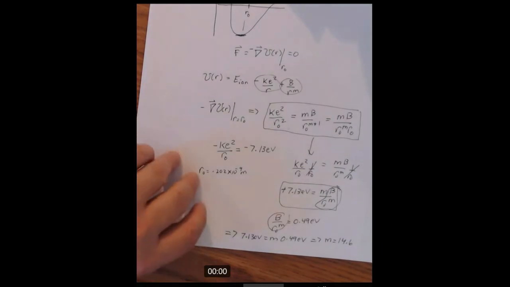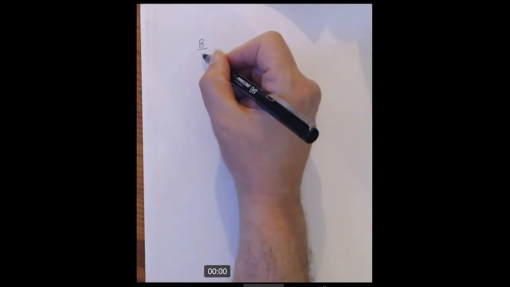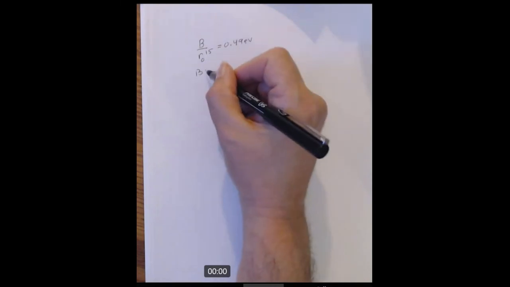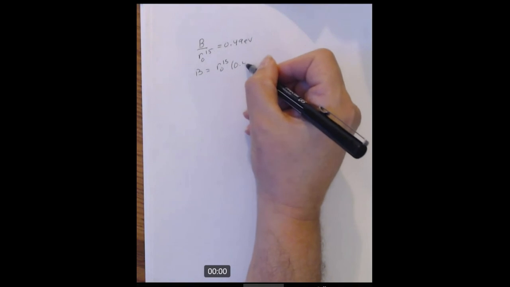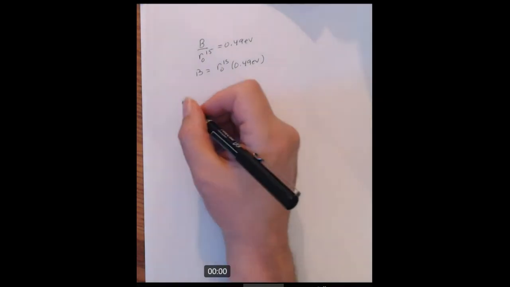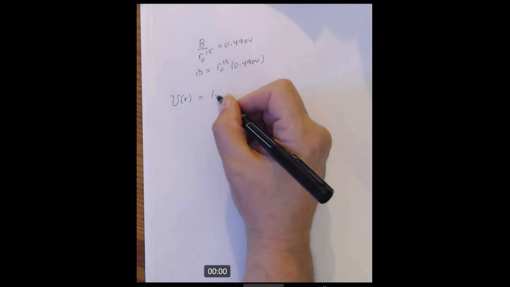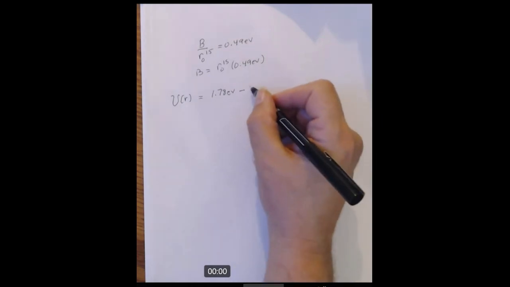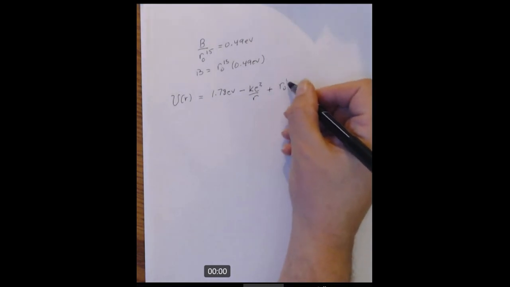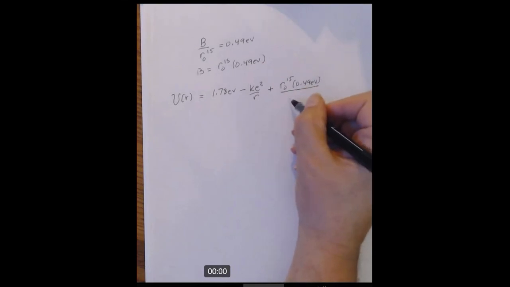So there we go. Now I just need to get B, but I have B over R naught to the 15 is 0.49 eV, so that gives B. So now I have my model for lithium chloride. The potential energy, as a function of R, is equal to the 1.78 eV, that's the ion energy, then minus K E squared over R, plus R naught to the 15 times 0.49 eV over R to the 15.